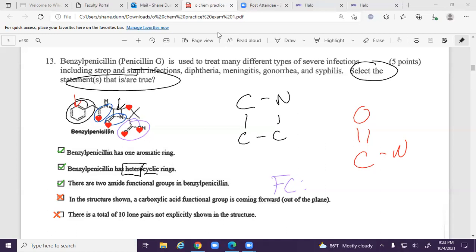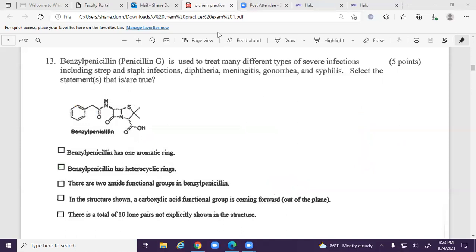Nitrogens, there's a lone pair in each of the nitrogens. Two, there we go. So there are lone pairs in sulfur? Yes, there's way more. Because each of the nitrogen have one lone pair, each of the oxygen and sulfur have two lone pairs, right? All that together is way more than 10.